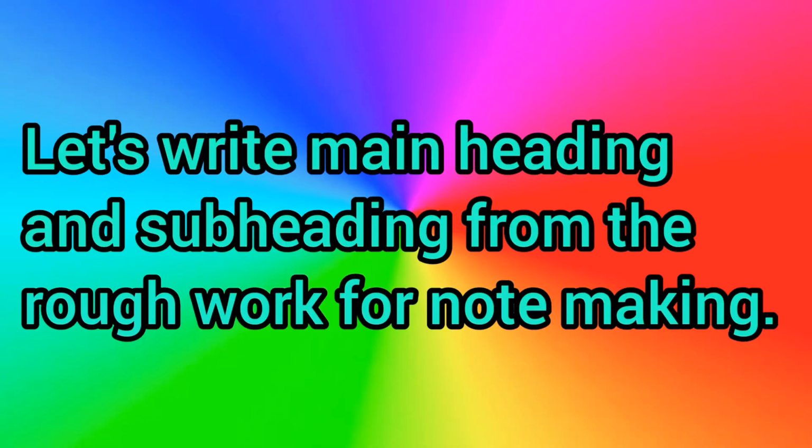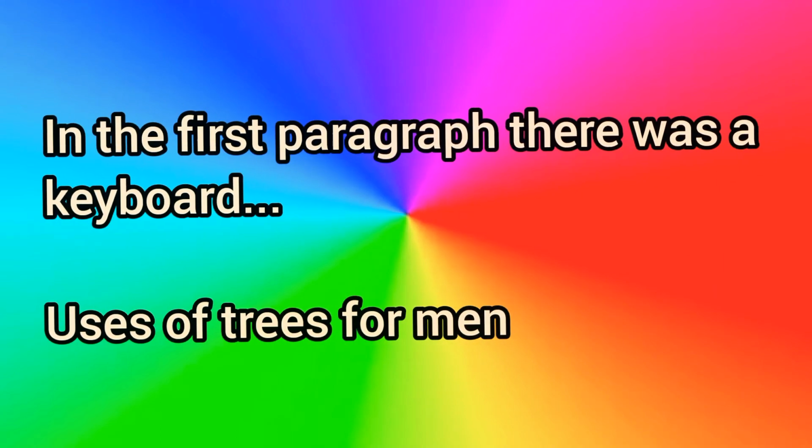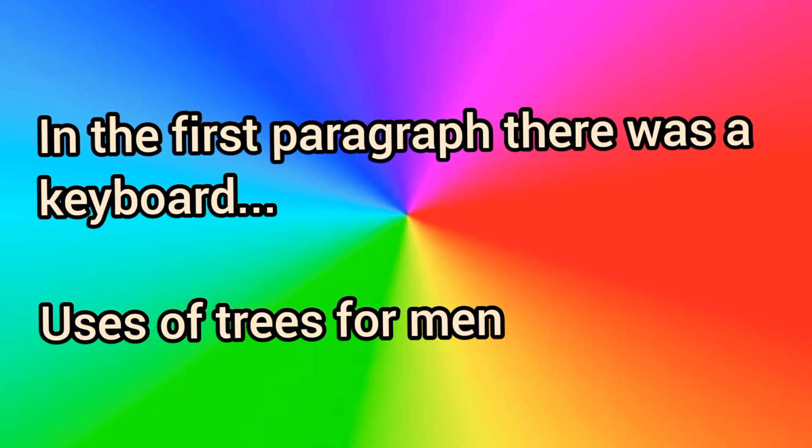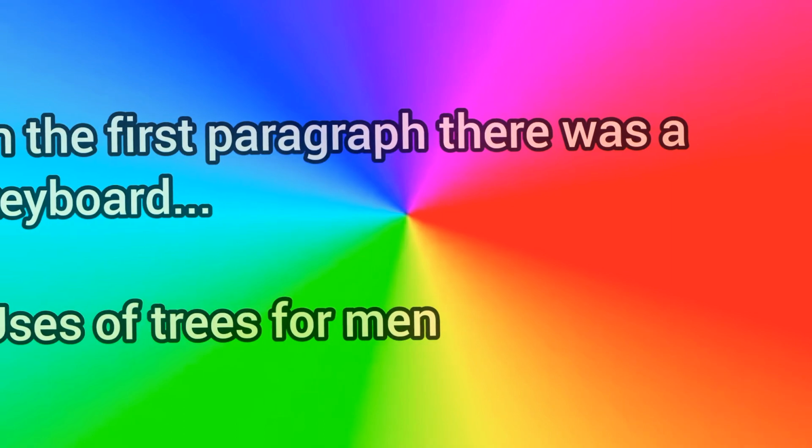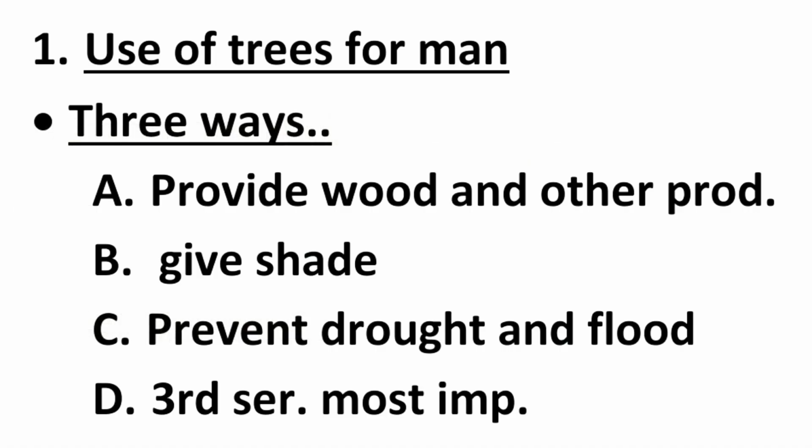Yes, dear student, this is the time when we will write our main heading out of this rough work. In the first paragraph of this passage, I can see the keywords, and the keyword is use of trees for man. Yes, dear student, this is my main heading, and what is there about the trees and their uses for man? Number one, there are three ways: provide food and other products, give shade, prevent and stop drought and flood. Fourth one is that the third service is most important.